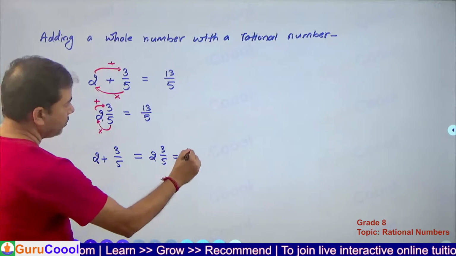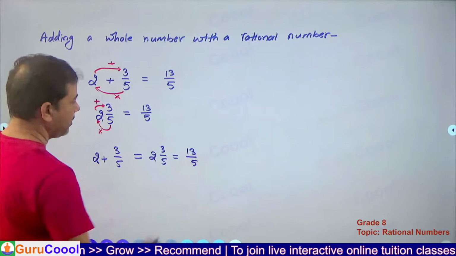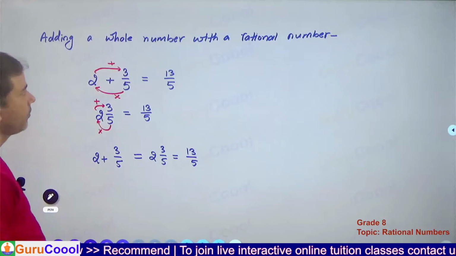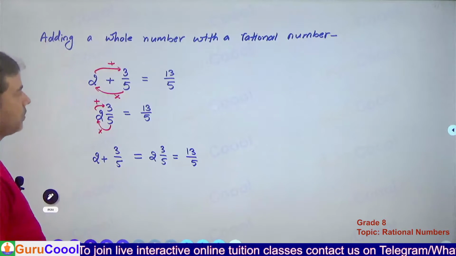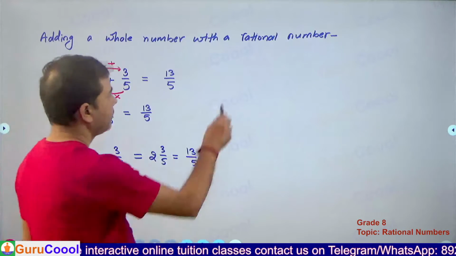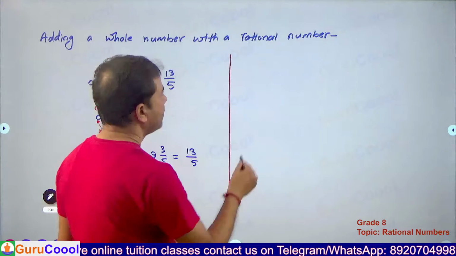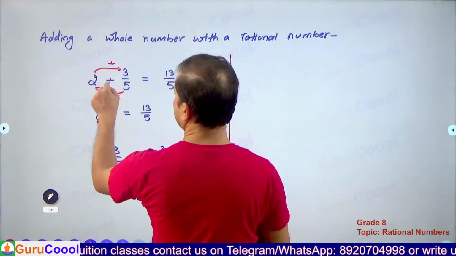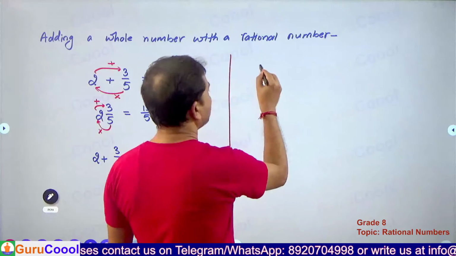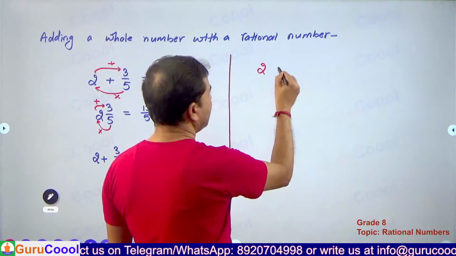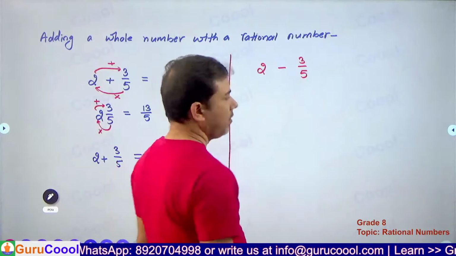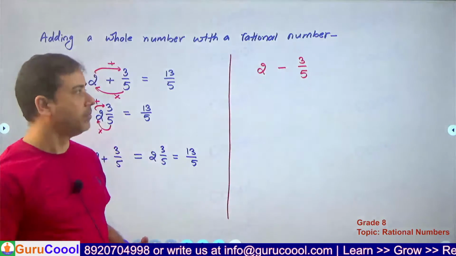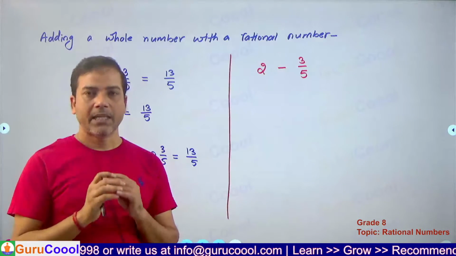Both are equal to the same number, 13 by 5. The same practice you can do for subtraction also. Suppose I put a minus sign between these two: 2 is a whole number, now I put a minus sign and then 3 by 5. You again have to behave exactly in the same manner.